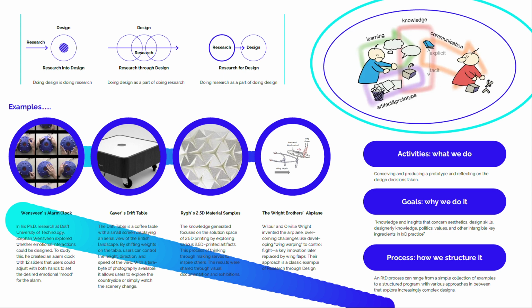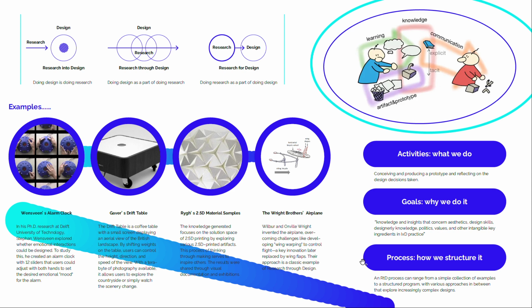And second, goals, why we do it: the functionalities, the aesthetics, the practicalities of its production, the motivation, the identities and capabilities of the people for whom the artifact is intended. And one of the researchers says knowledge and insights like constant aesthetics, design skills, designerly knowledge, politics, values, and other intangible key ingredients in interaction design practice.